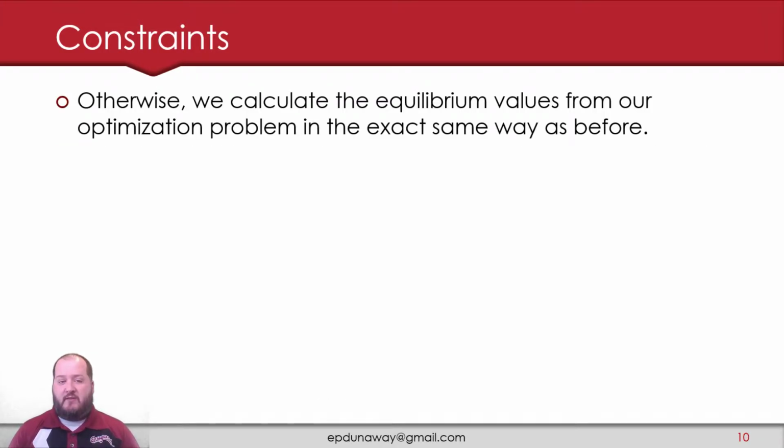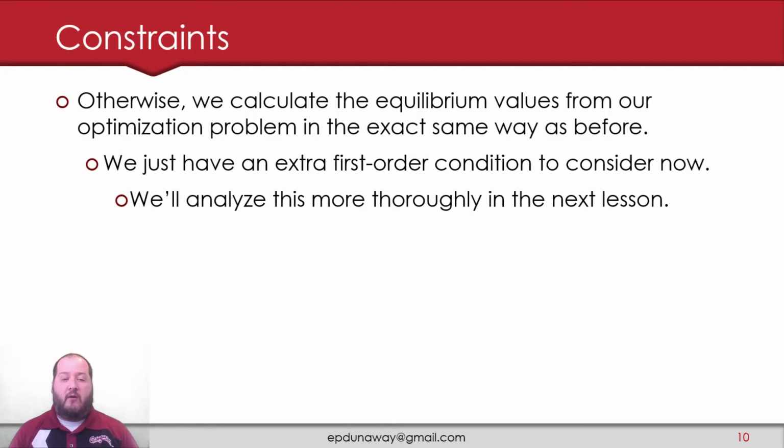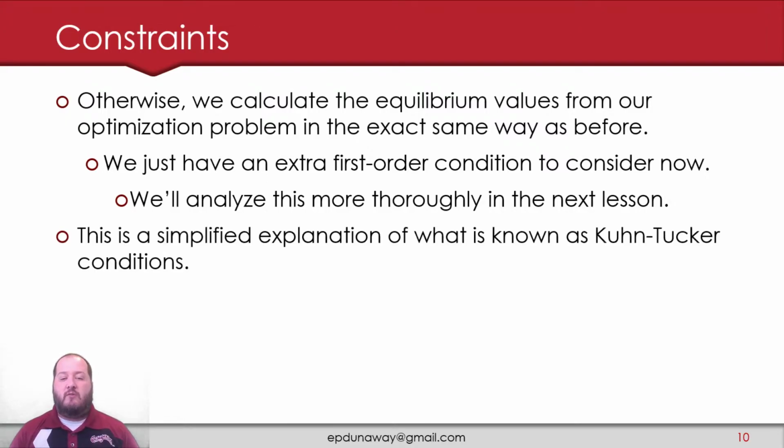But otherwise, after we figure out this constraint, our new Lagrangian, we're going to calculate our equilibrium values from our optimization problem the exact same way as before. We're going to use first order conditions. We just have an extra one now, and we're going to take a look at that in the next lesson. But we don't do anything different. We just have an extra equation now that we use. So this whole thing is a simplified explanation of what we call Kuhn-Tucker conditions.